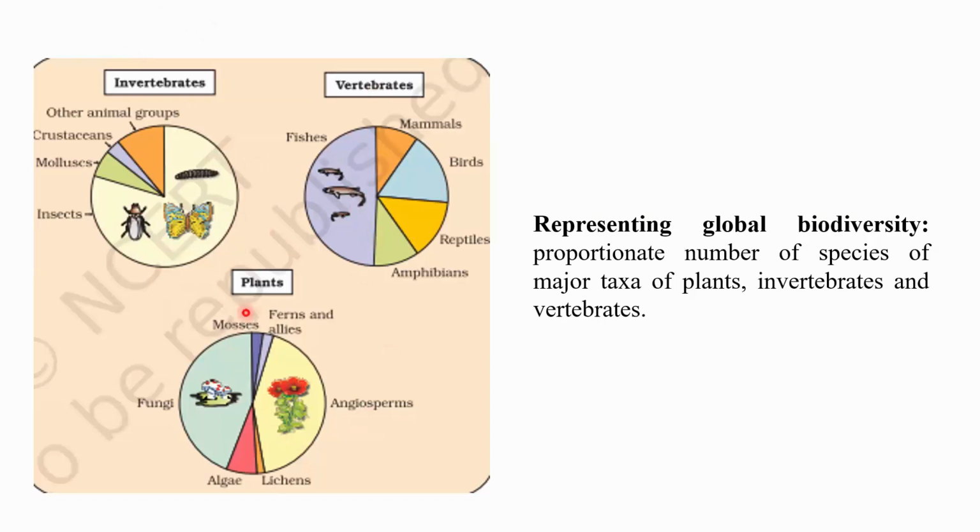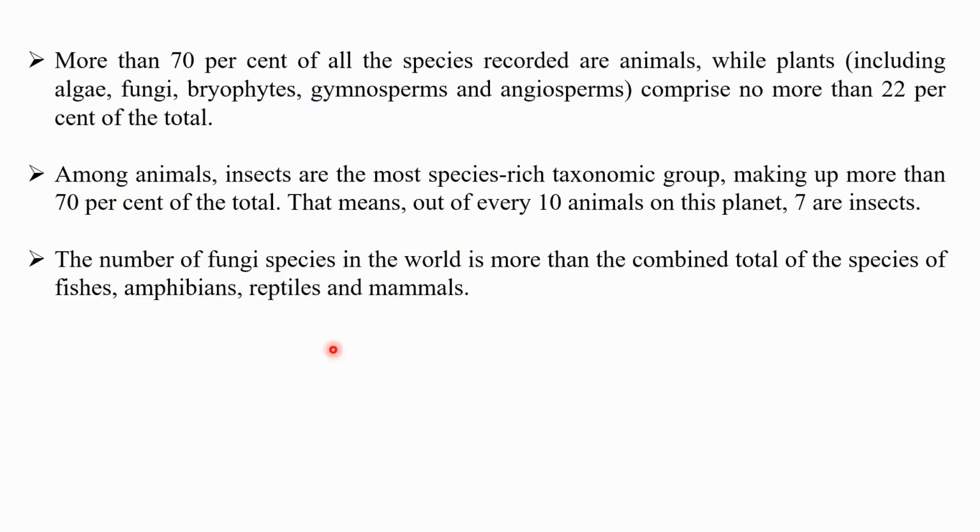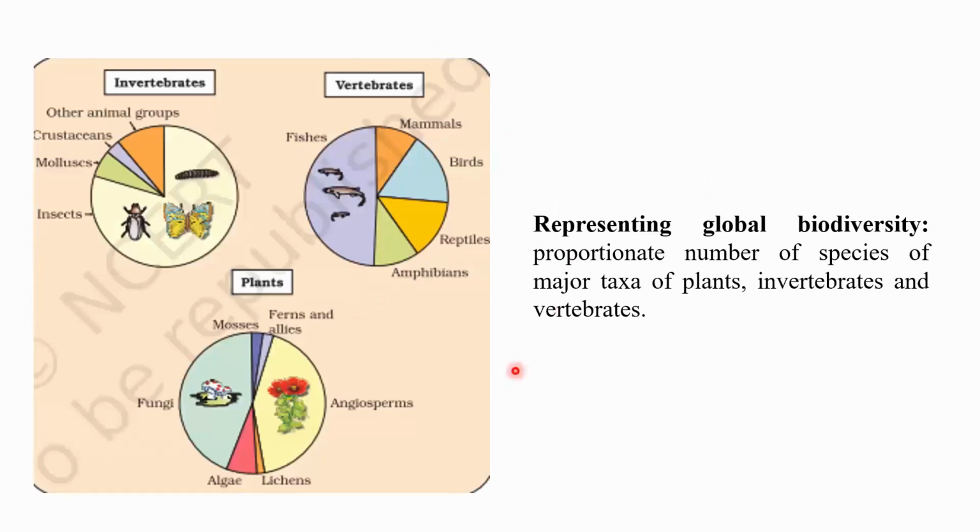And if I talk about the plants, we can see that fungi is the major group. As we mentioned, the total number of fungal species in the world is more than the combined total of the species of fishes, amphibians, reptiles, and mammals. So basically, this is the representation of the global biodiversity that exists on the earth, and many more still need to be discovered and described.